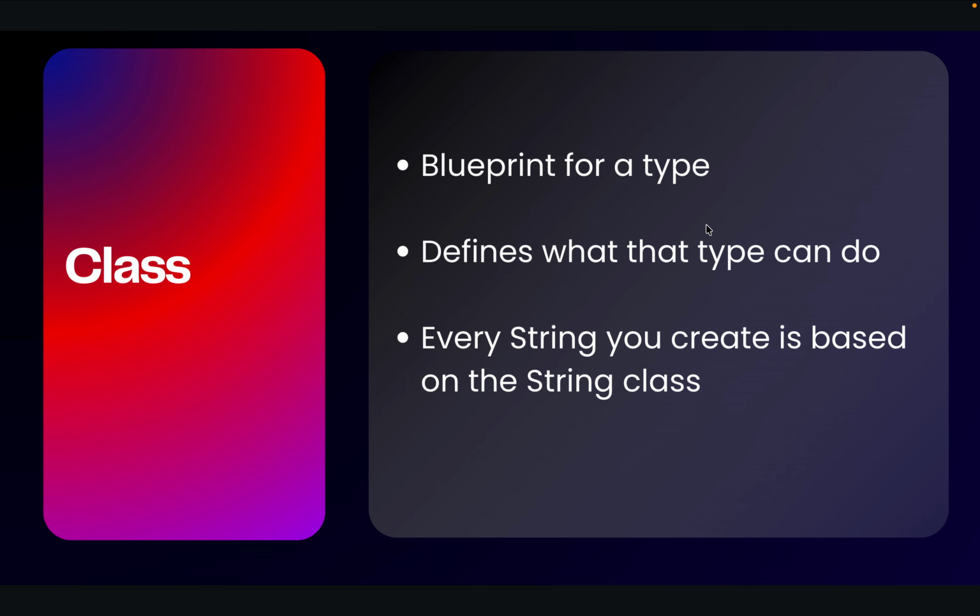Now, I keep referring to a class, that a string is an object of the string class. So just to give you an idea of what that means, think of a class as a blueprint for a type or a data type, and it defines what that type can do. So every string that you create is going to be based on the string class that is defining what that object or that string can do.